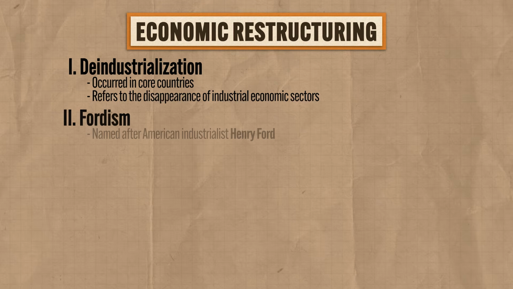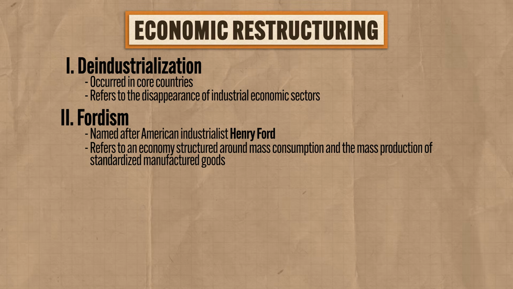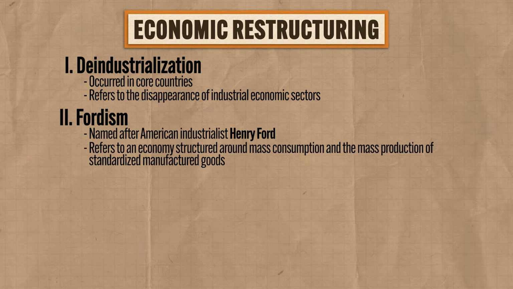So the question then becomes this: if the core countries whose economic sandwich was buttered with industrial production stop manufacturing stuff, then where is all the stuff gonna get made? Well, I'm in the mood to answer that question. So in the decades following World War II, the United States and other core countries' economies were structured according to the principles of Fordism, named after our boy Henry Ford. And Fordism refers to an economy structured around mass consumption and the mass production of standardized manufactured goods. In other words, during this time, much of the world's manufacturing took place in core countries, and that was responsible for a substantial portion of their wealth.